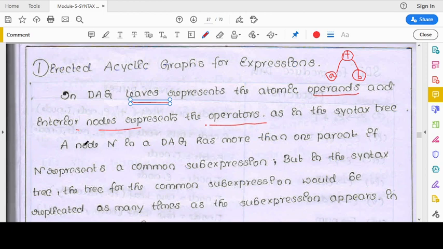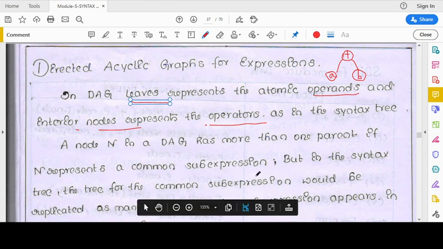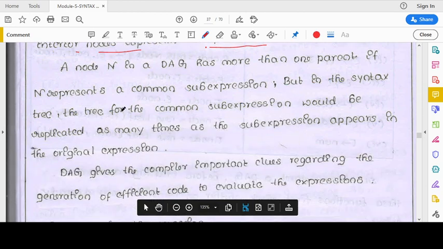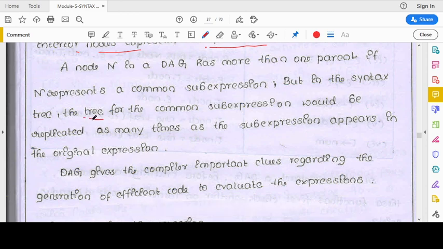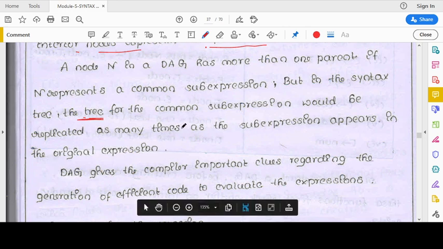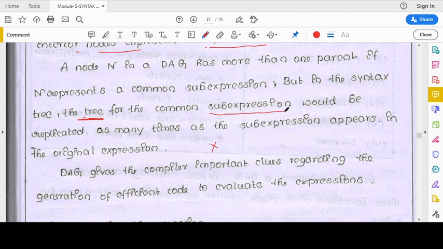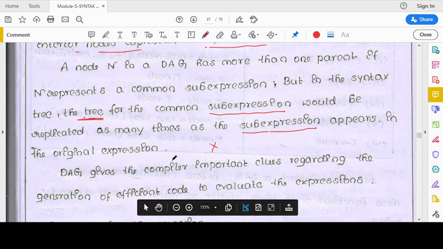As in the syntax tree, a node n in a DAG has more than one parent if n represents a common sub-expression, but in the syntax tree, the tree for the common sub-expression would be replicated. That means for the tree representation, you can have many duplicate expressions, as many times as the sub-expression appears in the original expression. But in our DAG, we avoid it. We don't want sub-expressions to be repeated. We should have only one copy of each expression, right?